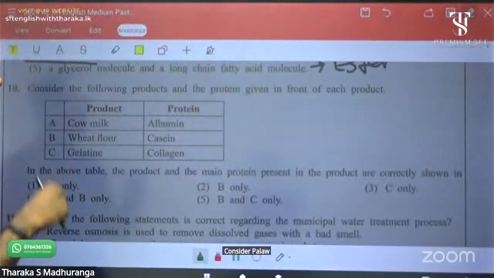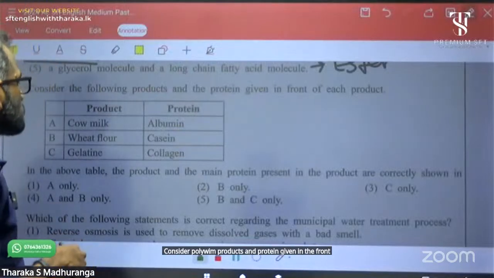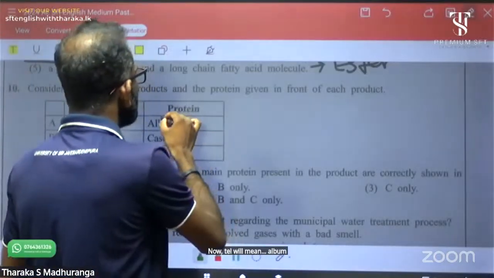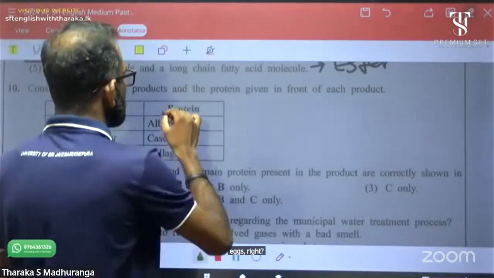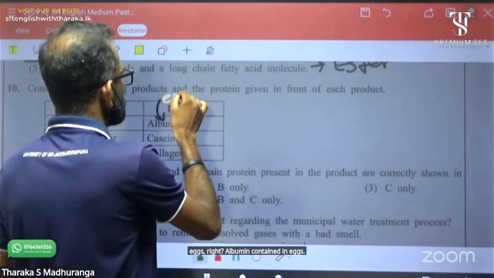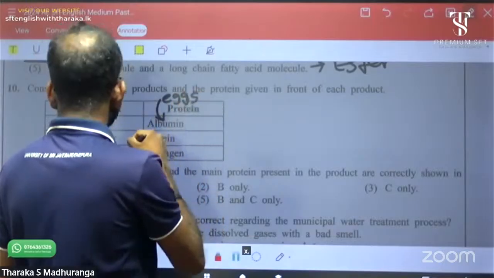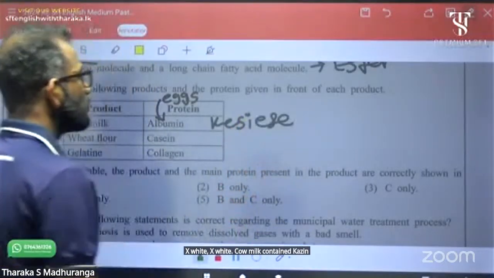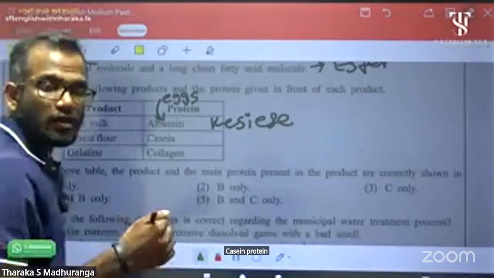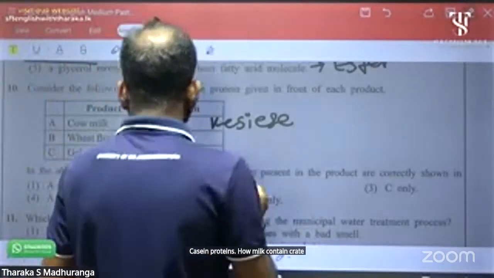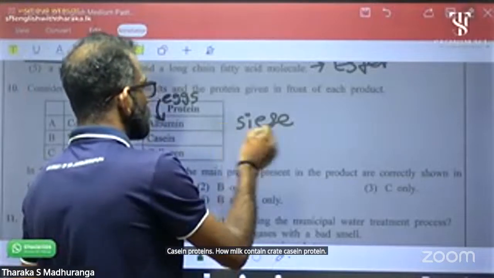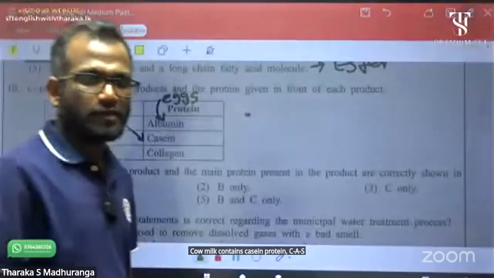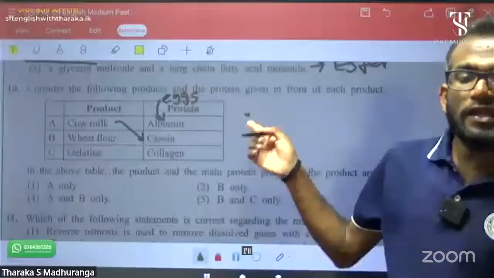Consider the following product and protein given in front of each product. Cow milk, not albumin. Albumin is contained in eggs, right? Albumin is contained in egg white. Cow milk contains casein protein, C-A-S-E-I-N, casein. Wheat flour seed, right? Albumin is contained in eggs.